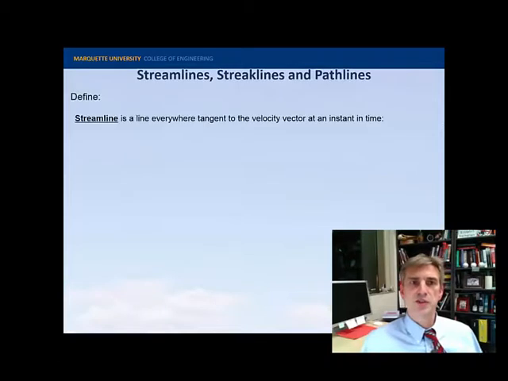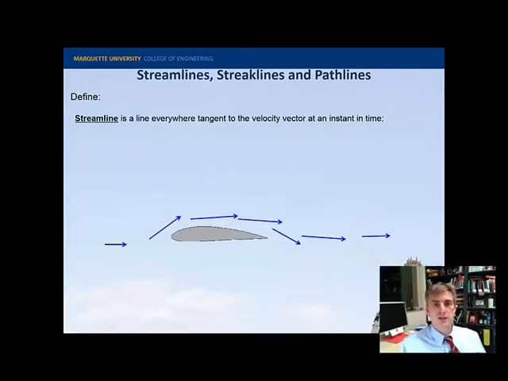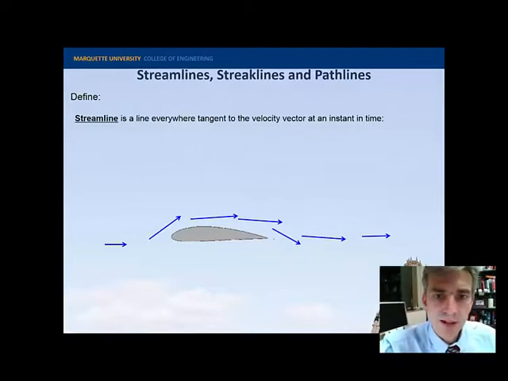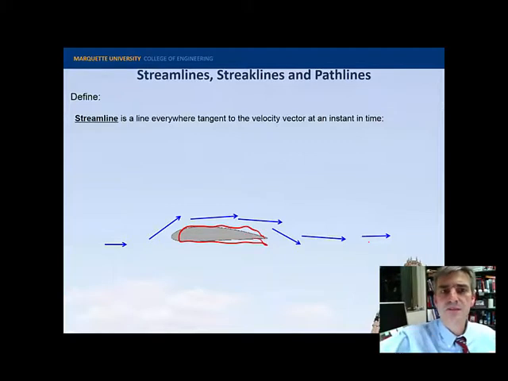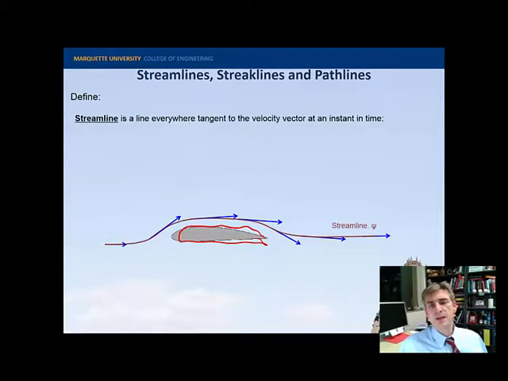Let's get started. So a streamline is by definition a line that's everywhere tangent to the local velocity vector field. So here's an airfoil right here, and you've got this velocity vector field there that I've drawn, and so a streamline then naturally would pass right through each one such that it's tangent to the local velocity vector field. And we use the variable psi to describe the streamline.